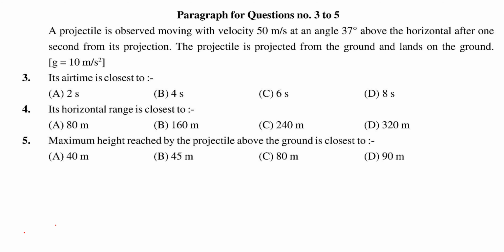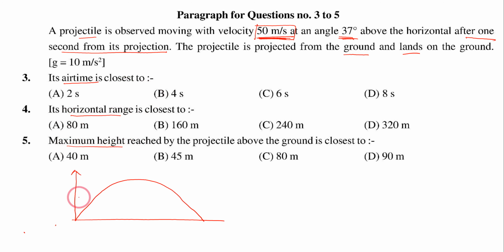In the paragraph from 3 to 5, a projectile was thrown with 50 meter per second at 37 above the horizontal, which was observed to be moving with 50 meter per second at 37 degree after 1 second of its projection. So this 50 is not the initial velocity, it was after 1 second of the projection, and it lands on the ground, means it is ground to ground flight. So we have to find the air time, meaning time of flight, how much the range will be, and how much Hmax it will achieve.